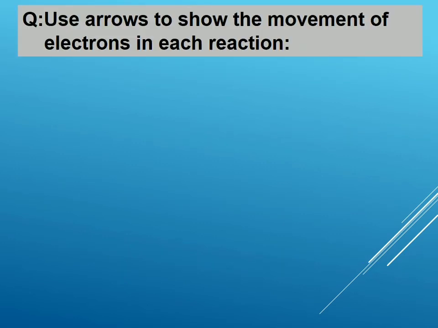Alright, next let's try the questions. Can you use the arrow to show the movement of electrons in each reaction? So question 1, I have free radicals formed, and the reaction happens between 2 oxygen atoms which have similar electronegativity. So this is a homolytic cleavage reaction. So a half-headed arrow will be used to show the movement of 1 electron to each oxygen atom.